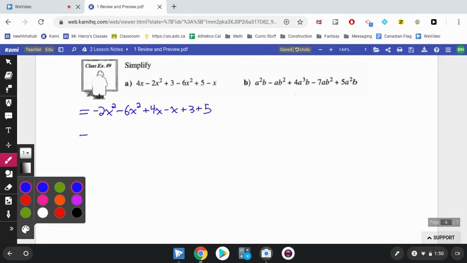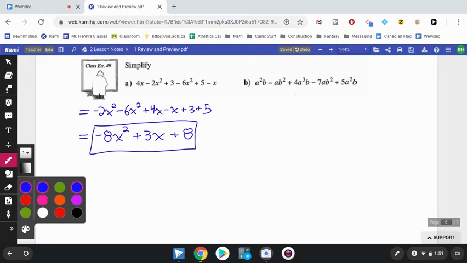Okay, and now I gather them. I put them together. Minus 2x squared minus 6x squared. You lost 2 of something, you lost 6 more. Altogether, you lost 8x squared. Plus 4x minus an x, I'd be at positive 3x's. And your constant, plus 3 plus 5 plus 8. There you go. Which is what we've been doing.